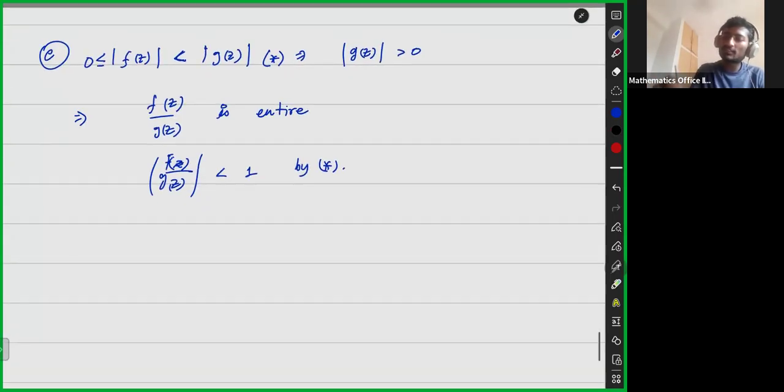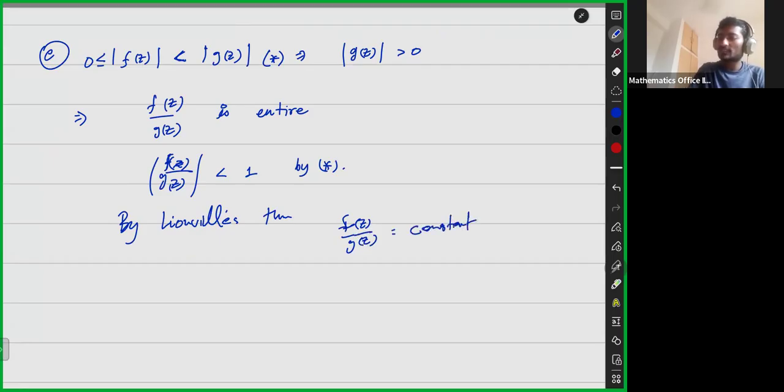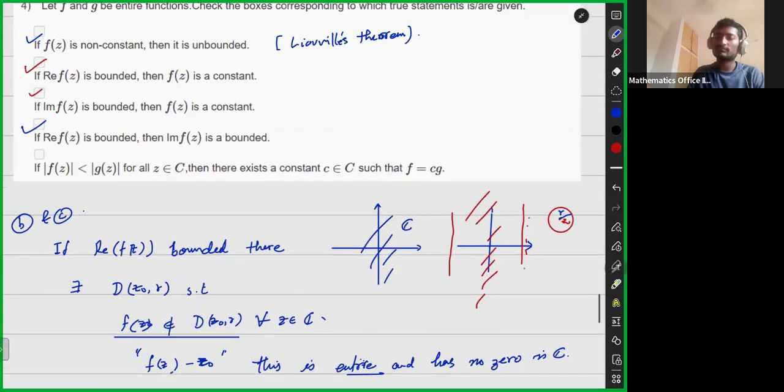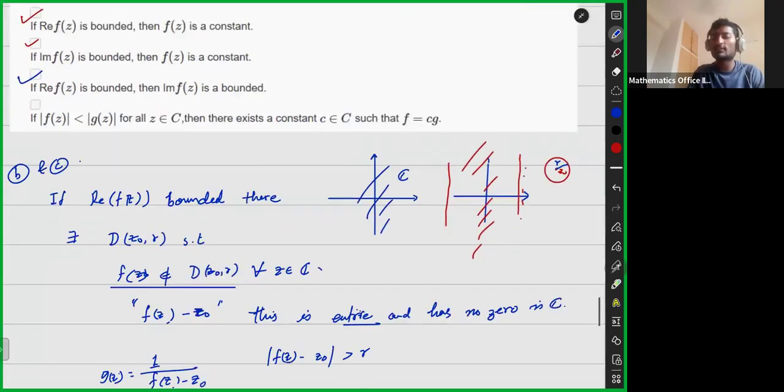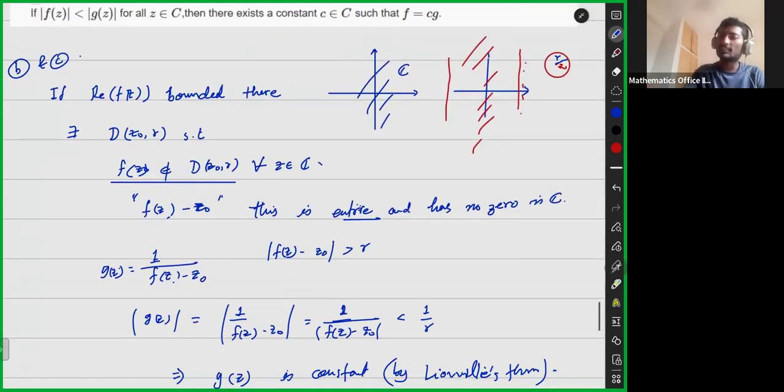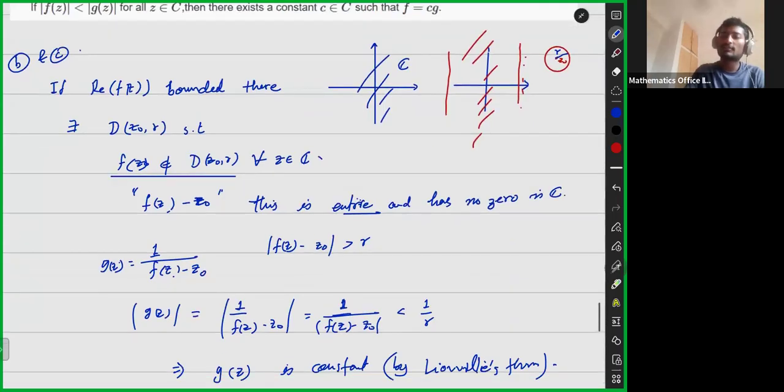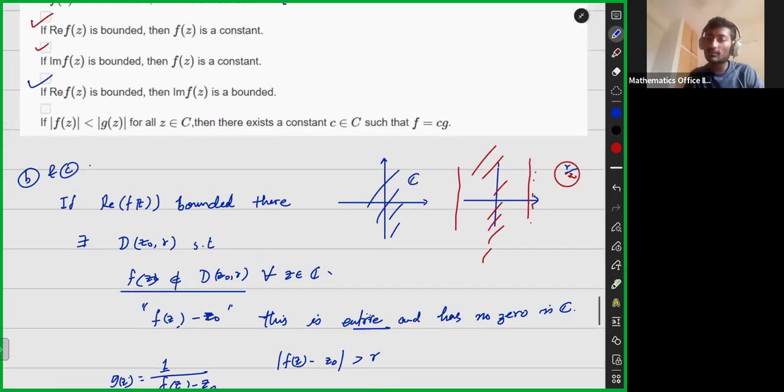Now this is constant by Liouville's theorem. f(z) by g(z) is equal to a constant. This implies f is equal to c times g, and hence the proof. It depends on what c is, zero, non-zero, maybe some other cases, but there exists such a c, so this is correct. In fact, all options are correct.